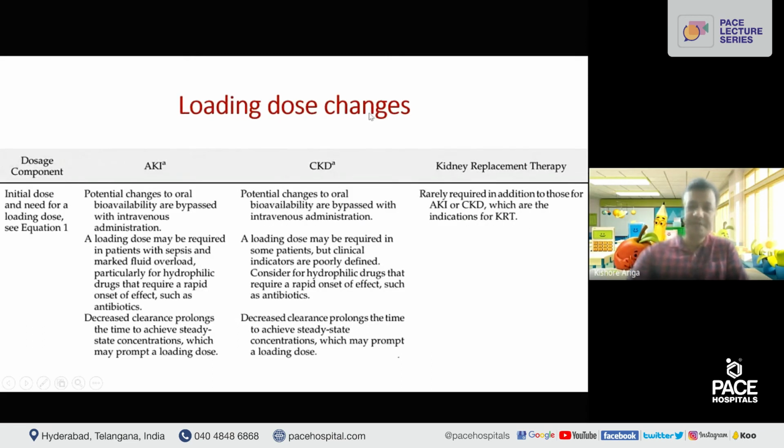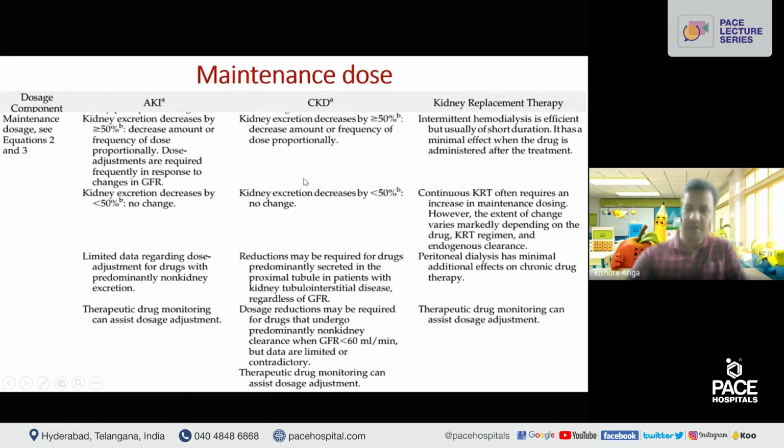Coming to the loading dose changes which we need to make in AKI and CKD. The loading dose should be the same in both AKI and CKD patients. Sometimes if the volume of distribution is high, we need to give a higher loading dose. Coming to the maintenance dose, if kidney excretion is decreased by less than 50%, there is no change, in both AKI and CKD. If it is more than a 50% decrease, we need to decrease the amount of the dose, or the frequency of the dose should be changed appropriately.